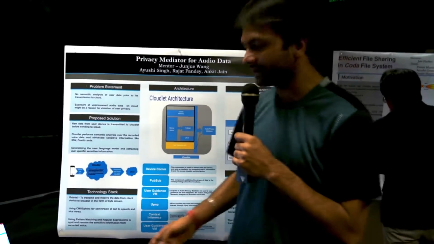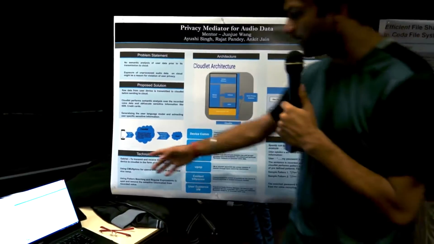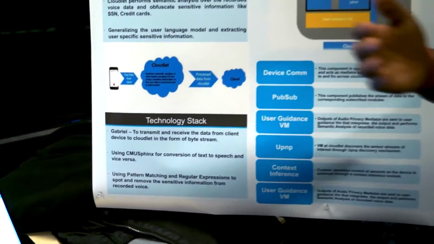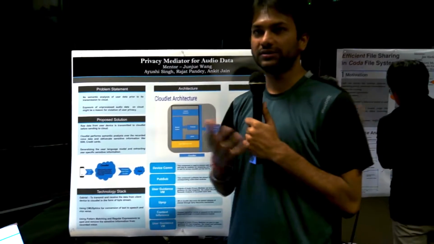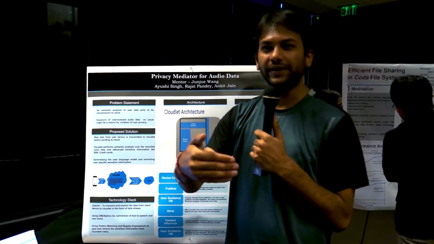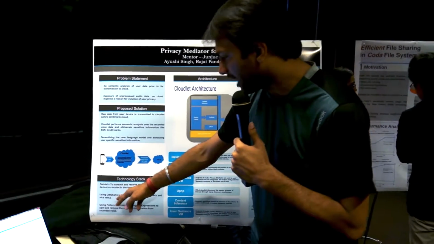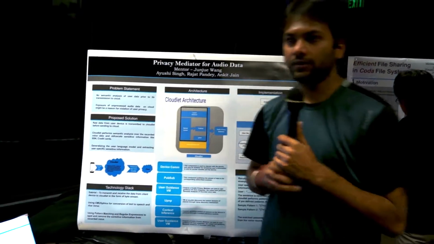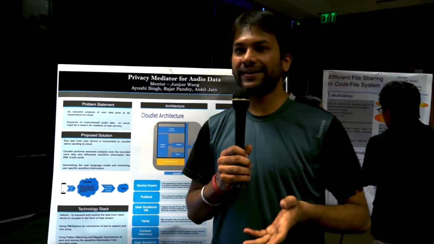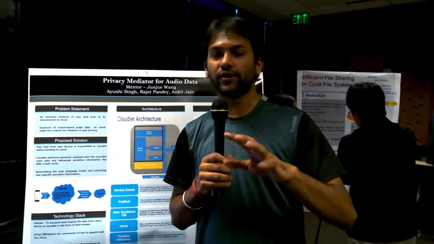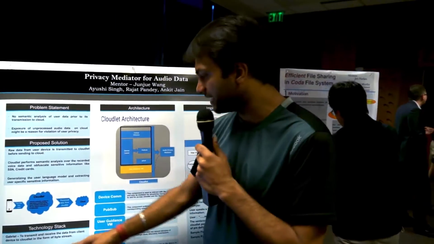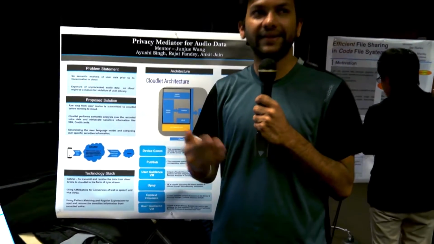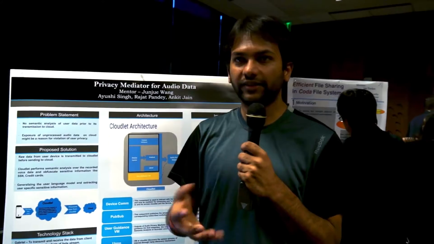So what technology stack are we using here? We are using Gabriel. Gabriel is a mediator between the client and the cloudlet. So if I speak something and I want to transfer that information to the cloudlet, I'll use Gabriel as a platform, or rather as a mediator. The second one is CMU Sphinx. It is easier to perform semantic analysis on a text file rather than directly on a voice. So we are converting the voice into a text file using CMU Sphinx. Then we perform some semantic analysis on that, and that's the way we achieve our target.